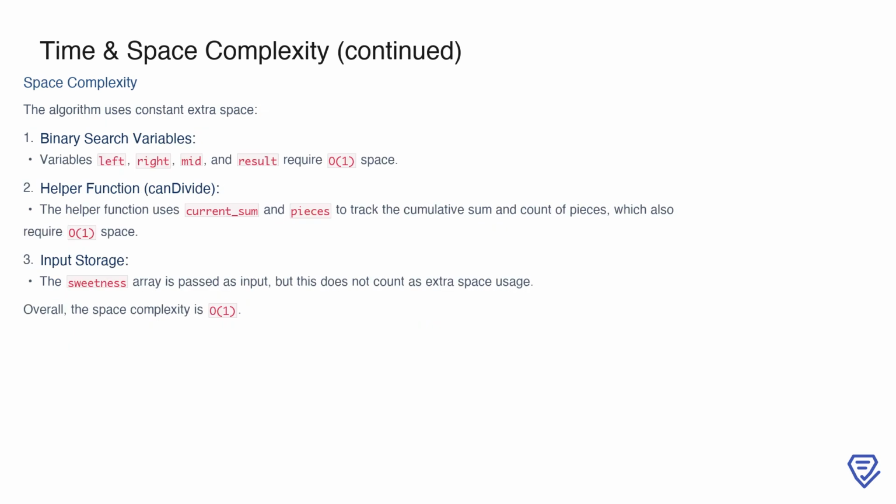Let's now focus on the space complexity of the solution. The binary search itself uses a few variables such as left, right, mid, and result. These are simple scalar values and require constant space, O(1). The CanDivide helper function also operates with only a few variables, like current_sum to track the cumulative sweetness and pieces to count the number of divisions. These variables are also scalar and do not depend on the input size, so they contribute O(1) to the space complexity. The input array, sweetness, is passed as part of the problem setup and doesn't count toward extra space usage. Hence, the overall space complexity of this algorithm is constant, or O(1), making it very efficient in terms of memory usage.